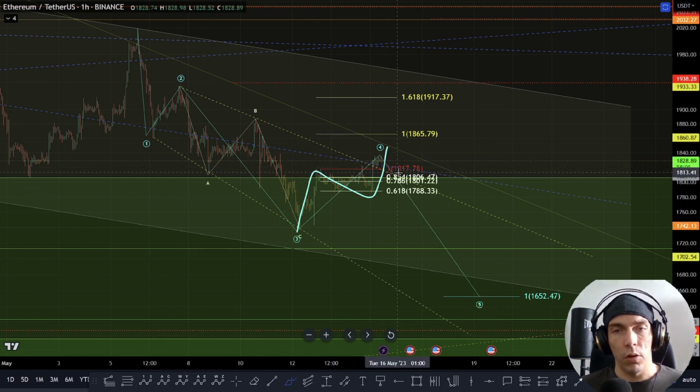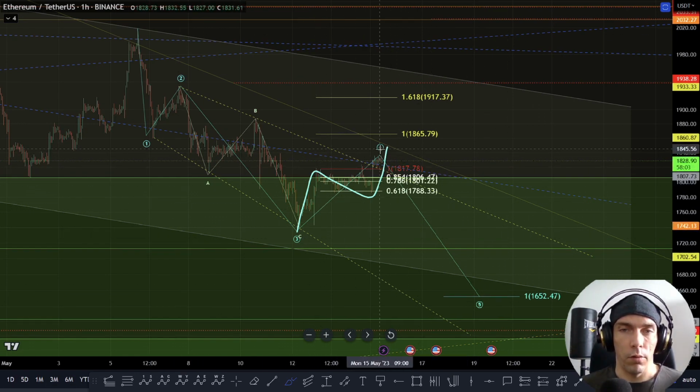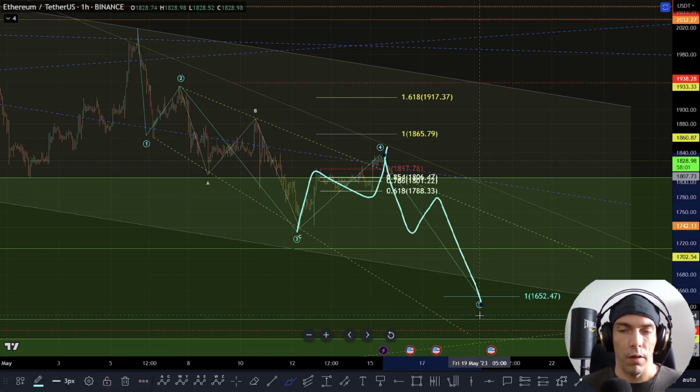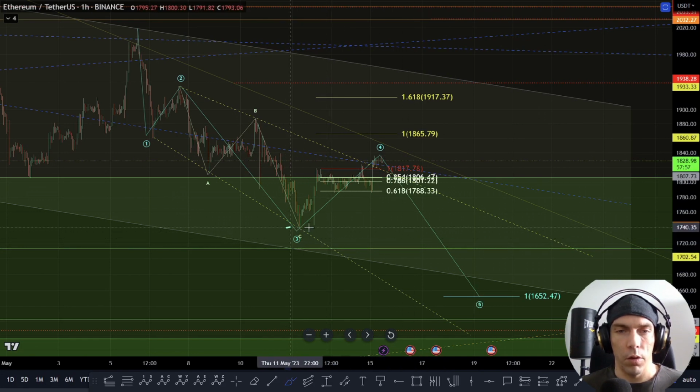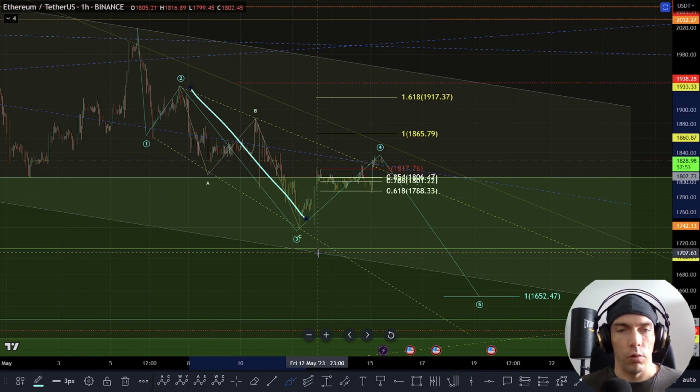So this is what I'm looking out for. If we do just form a 3-wave move here and then we form a bigger 3-wave move to the downside, this would be confirmation of the diagonal here. We'd have to take this low and we'd have to be longer than this third wave here for that confirmation to come in.